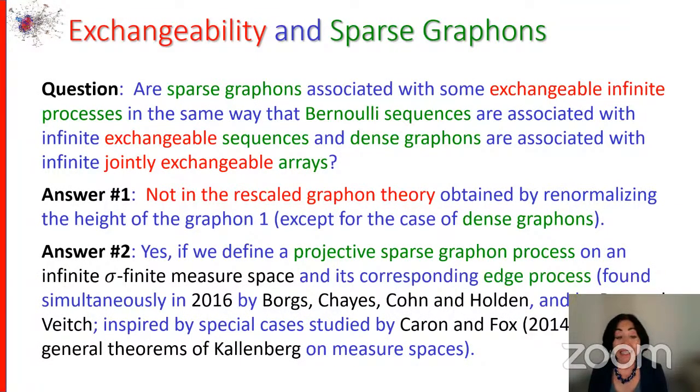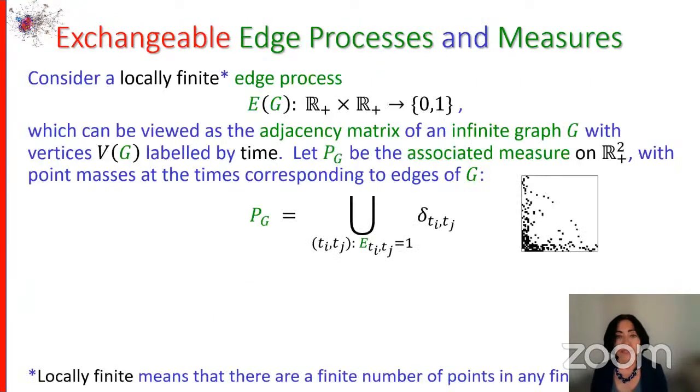But yes, if we define a projective sparse graphon process on an infinite sigma-finite measure space and its corresponding edge process. So this was found simultaneously by Christian Borgs, Henry Cohn, Nina Holden, and I, and by Roy and Veitch, and it was inspired by a special case considered by Caron and Fox and related to general theorems of Kallenberg. So let's look at this exchangeable edge process.